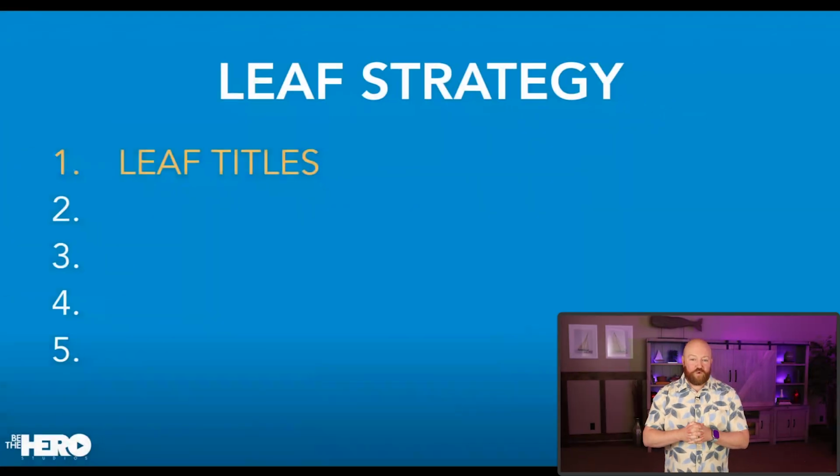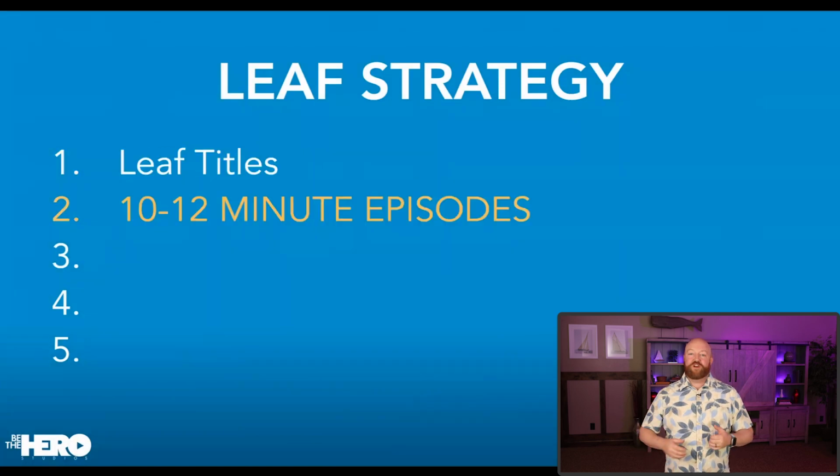So ingredient number 1 of the leaf strategy is leaf titles. You've got to start with these leaf titles. Ingredient number 2 is the length of your videos. They need to be an average of 10 to 12 minutes in length. You don't want to make short content that doesn't have enough time to build a relationship. You want to make content that people are searching for and have a question, and you want to have enough time to answer that question and to give them a whole bunch of value.